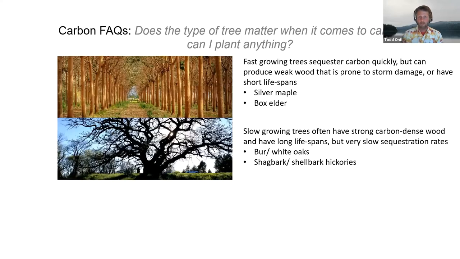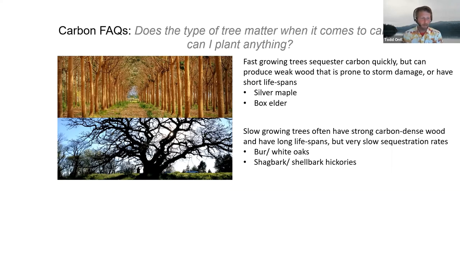There are a lot of different life history strategies that trees take. We've got examples of fast growing native trees that sequester carbon quickly, but sometimes they produce weak wood that's prone to storm damage, or they have short lifespans. Just a couple of examples: silver maple, box elder, aspen and birch. So there's a trade-off. Those trees are really good at the sequestration side of things.